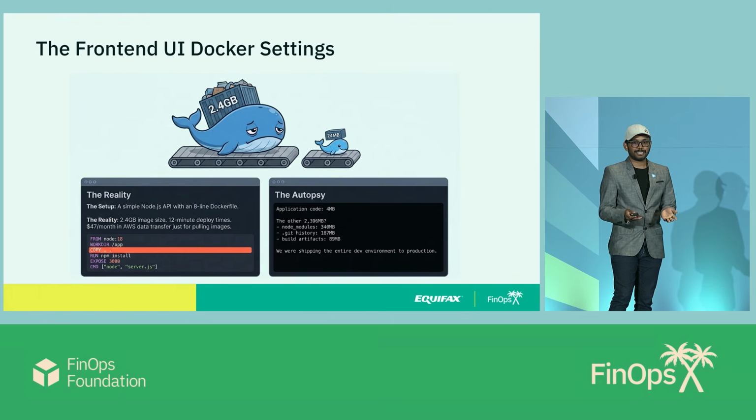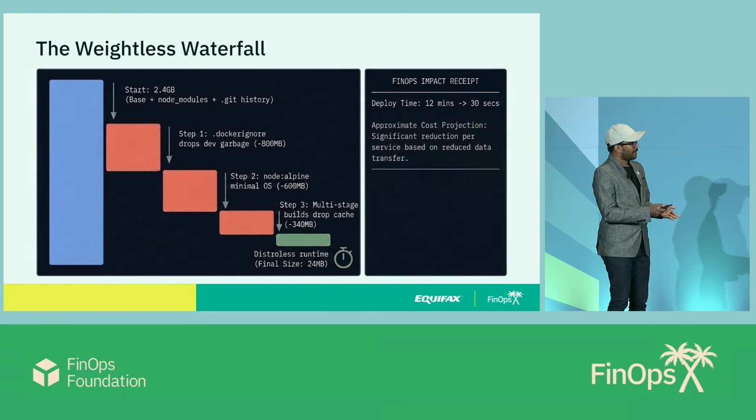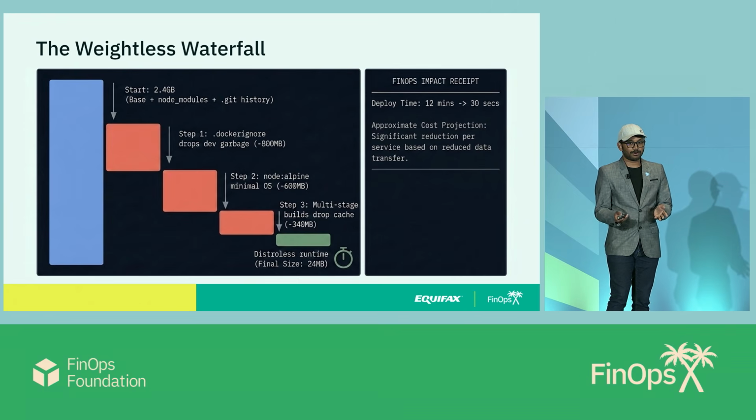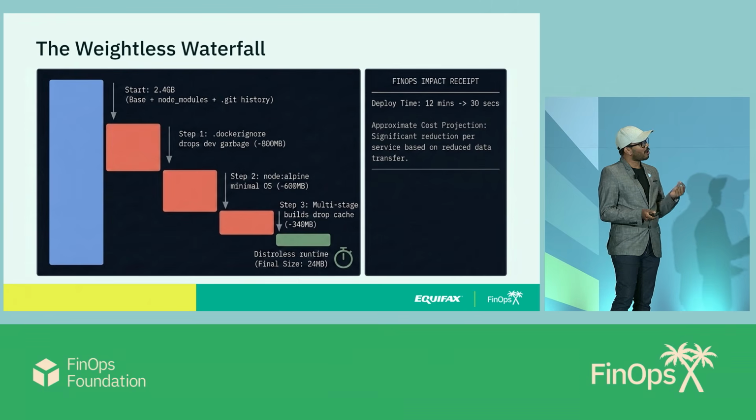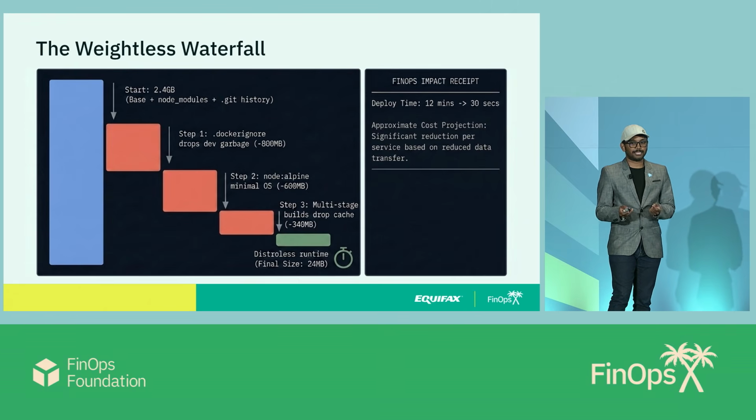By using multi-stage builds and the weightless waterfall method, using a simple Docker ignore and multi-stage builds, we can strip that 2.4 GB monster into a lean 24 MB. Let's say almost 90% of it would be reduced.